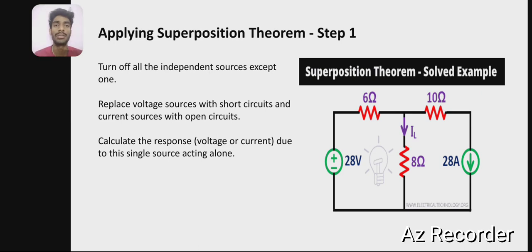Application of superposition theorem. Step 1. Turn off all the independent sources except one. Replace voltage sources with short circuits and current sources with open circuits. Calculate the response, voltage or current, due to this single source acting alone.